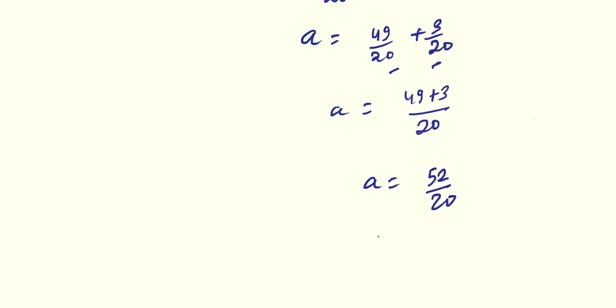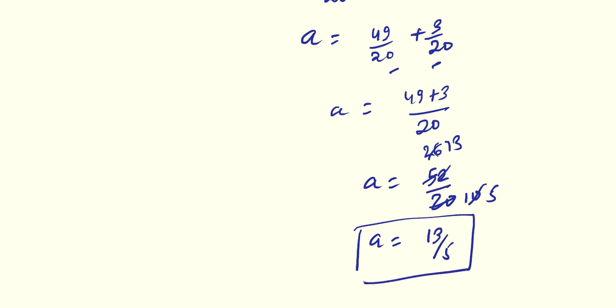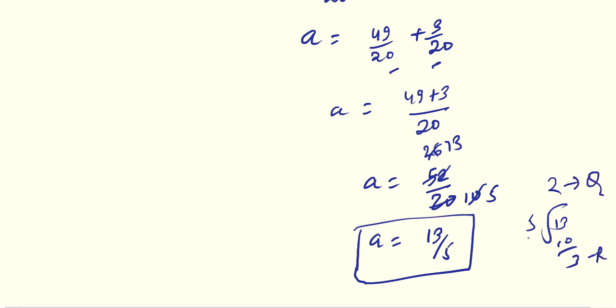Further you can reduce this by 2. 2 twos are 4, 2 sixes are 12, 2 ones are 2, 0, then 2 thirteens are 26, 2 fives are 10. So 13 by 5 is the required answer. If you want to convert this into a mixed fraction, you can. 5 twos are 10, remaining 3. So this is your quotient, this is your remainder, and this is your divisor. So Q R by D, so 2 3 by 5. This is the required answer for A.